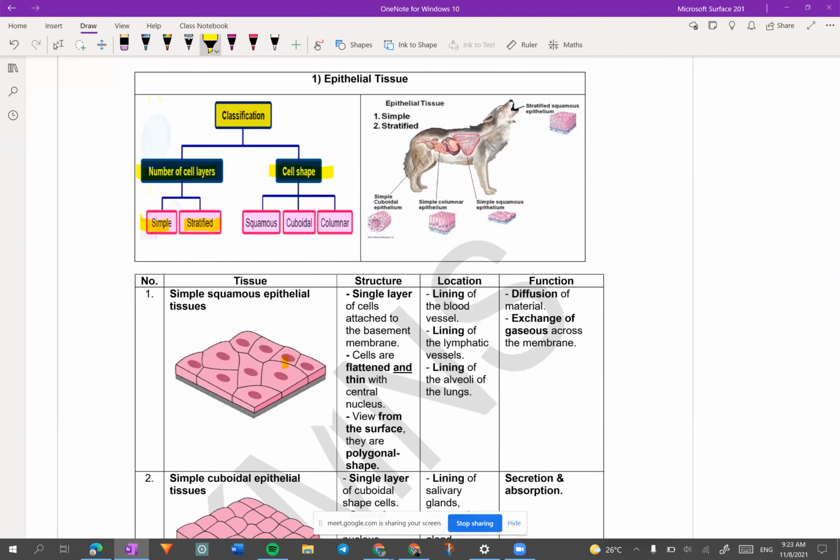And then the shape pula, kalau sel tu berbentuk nipis and polygonal, kita panggil dia sebagai squamous. Ingat, animal cell dia tak ada bentuk yang betul-betul polygonal. Dia seolah-olah nak polygonal. Cuboidal pula, bentuk dia lebih kurang macam nak cuboid. Tapi dia tak ada cell wall, ingat. Dia seolah-olah macam nak cuboid. And then columnar adalah yang macam cuboid juga, tapi dia lebih elongated.